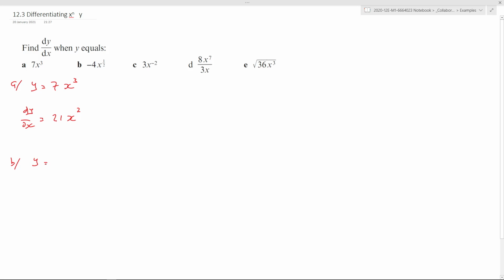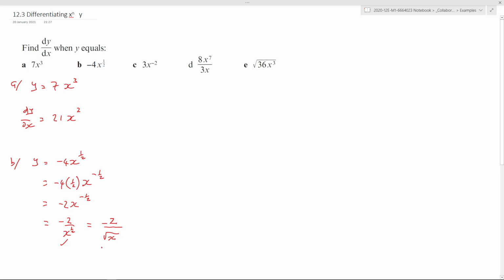So we've got y is equal to minus 4x to the power of a half. So our constant stays the same, minus 4. Take our power, so we multiply it by the power. X to the power of a half minus 1 is minus a half. So that leaves us with minus 4 times a half is minus 2x to the power of minus a half. If it's minus a half, we can write it as minus 2 over x to the power of a half. And to the power of a half means the square root of. So equals minus 2 all over the square root of x.